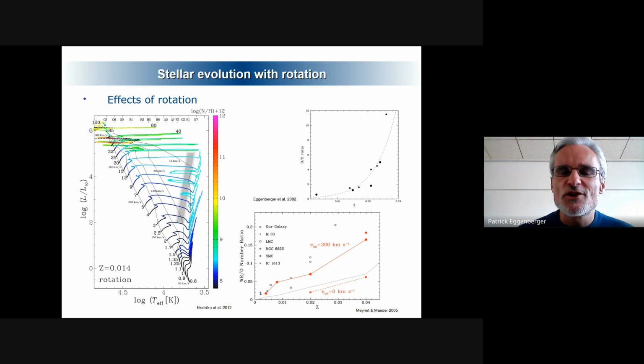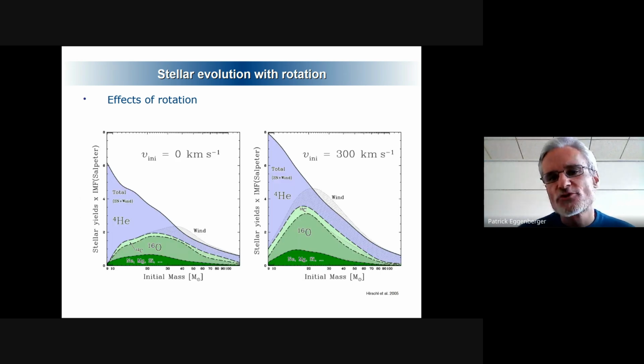This has large consequences because you change the mixing, you change the ratio, for instance, of blue to red supergiants. You can change the ratio of Wolf-Rayet to O-type stars. So all these rotating models have been used in very different contexts. They have also been used to predict the yields of these massive stars, and you see the difference between a model. I will not go into too much detail, but it is just to say that the prediction for the chemical yields will be different if you have non-rotating stars or fast-rotating stars.